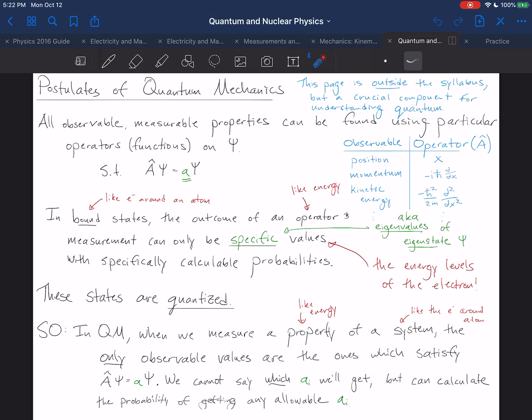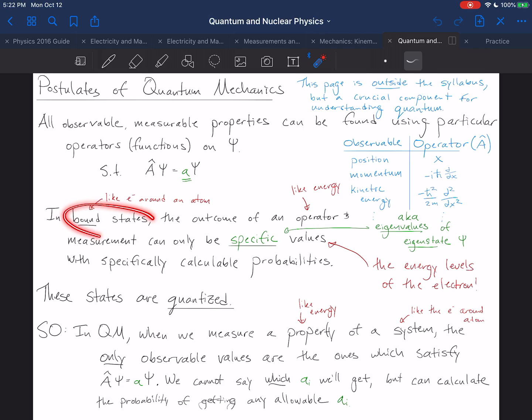Psi is the only thing that exists, and then in acting with these observable operators on psi, the only solutions to those equations are the eigenvalues of the state that it's in, and the eigenvalues of the state that it's in are the allowable values of that property. This is exactly where the energy levels of a bound electron come in.